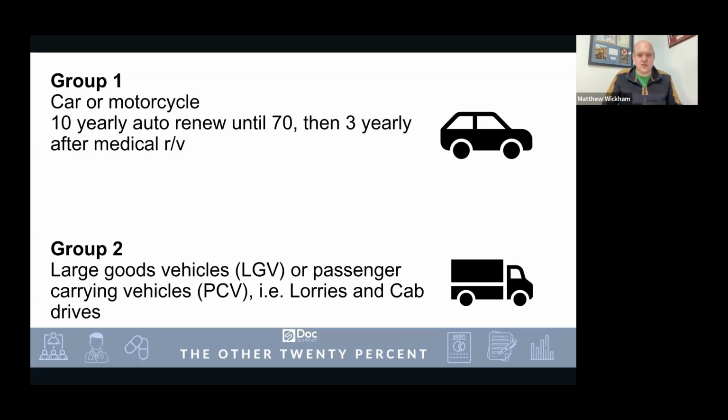Group 2 is for your large goods vehicles or your passenger carrying vehicles. So think basically, if it can lose control or have an issue, how much damage is it going to cause? Lorries are often a couple of tons at the very least, so they are going to cause a heck of a lot of damage if someone comes out of control. And a cab, even though you might think it's just a car, you're carrying passengers, and so you're putting other people at risk.